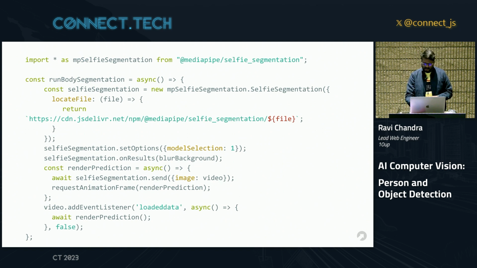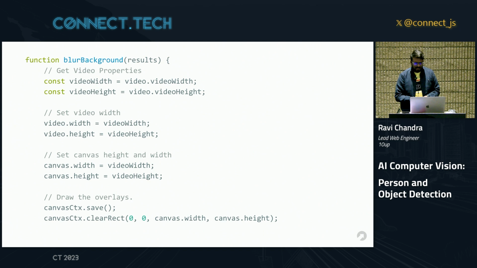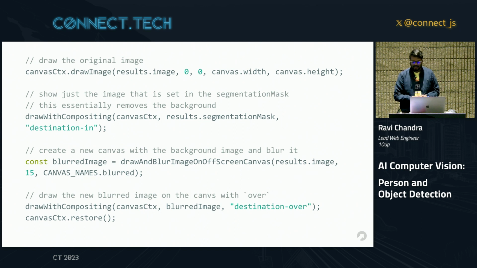So on results we have called blurBackground here, and if you look at blurBackground, this is mostly setting up the canvas, ensuring that the width and height are the same and everything is in sync. This is where we do the painting magic. Initially we just draw the original image we sent to the model onto a canvas, and then we use a compositing technique called destination-in with the segmentation mask. What that gives you is just the person but no background at all.